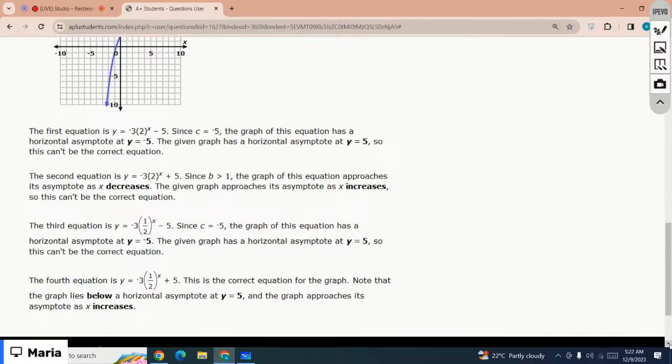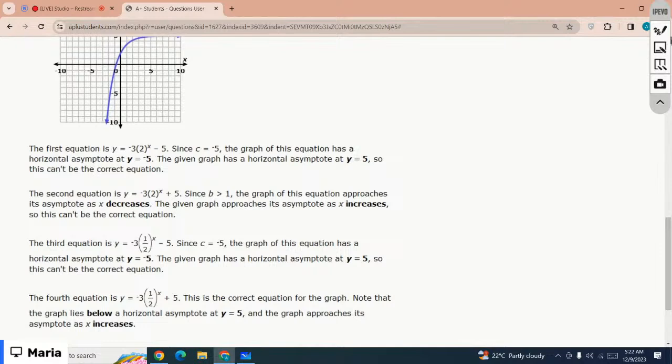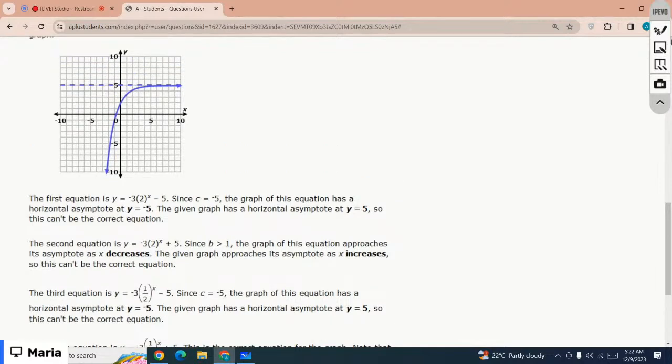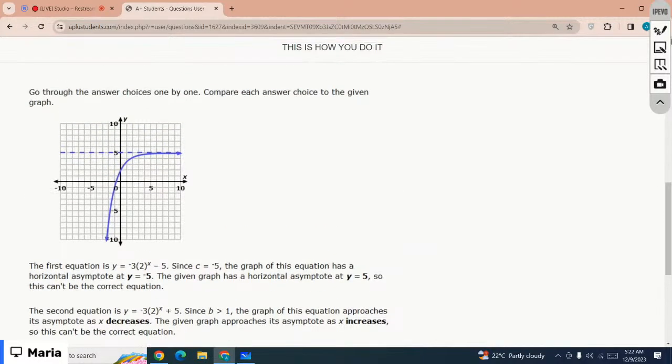The fourth equation is negative 3 times 1 over 2 exponent x plus 5. This is the correct equation. Note that the graph lies below a horizontal asymptote at y equals 5. The graph approaches its asymptote as x increases. So that is the D equation.